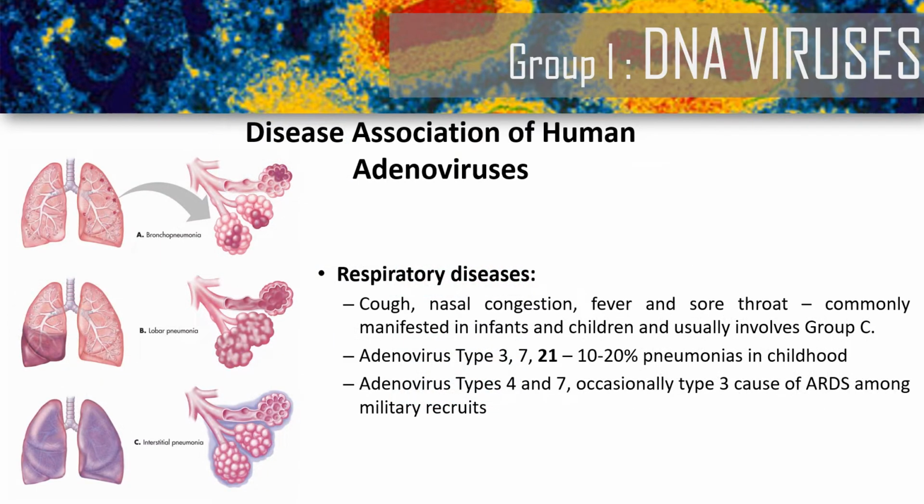So for adenoviruses that can cause respiratory diseases, the most common manifestation would be cough, nasal congestion, fever, and sore throat. The most commonly caused group of adenovirus with the respiratory diseases is group C. Adenovirus type 3, 7, and 21 are actually linked to 10 to 20% of pneumonia in children. And then for your type 4 and 7, occasionally type 3, cause of your acute respiratory distress syndrome among military recruits. So please take note of this one.